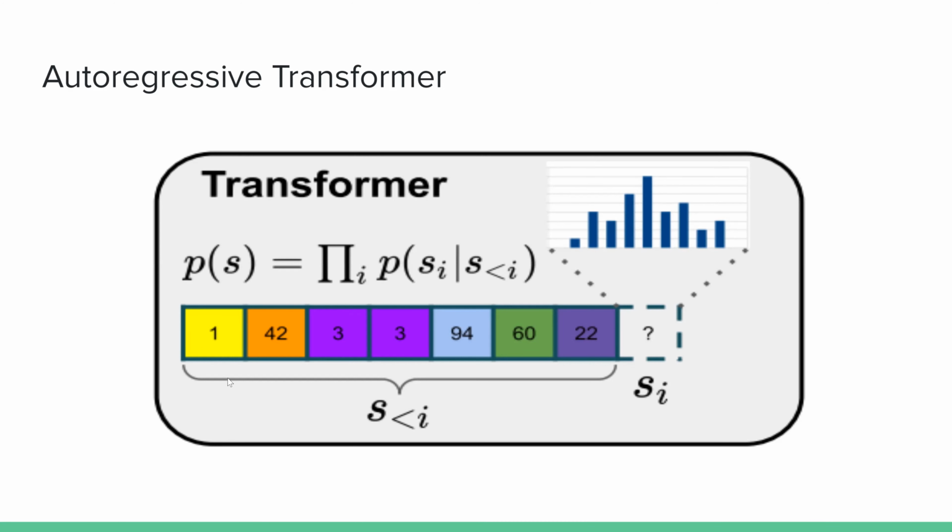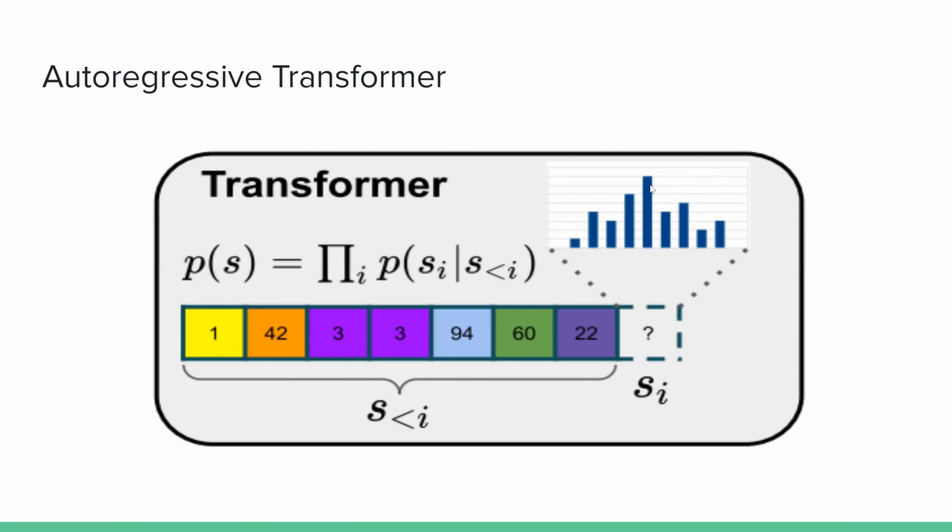So then 1 and 42 are going inside. Then it predicts the third one. Likewise, if we predict the whole sequence, we have to predict the next index, right? So we are sending 1, 42, 3, 3, 94, 60, 22 again to the transformer in order to predict this. So we get some probability distribution. Among the distribution, we have to pick the highest index, right?